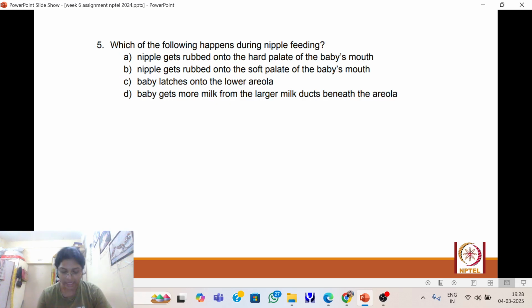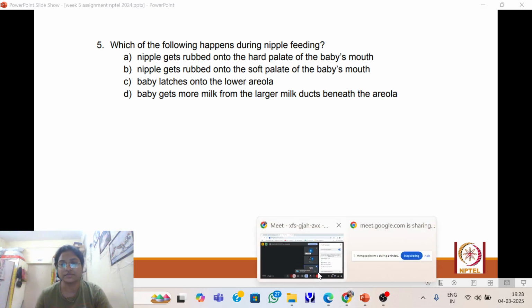Which of the following happens during nipple feeding? Nipple gets rubbed onto the hard palate of the baby's mouth. Nipple gets rubbed onto the soft palate of the baby's mouth. Baby latches over the lower areola. Baby gets more milk from the larger milk ducts beneath the areola. Start answering. This is the fifth question.